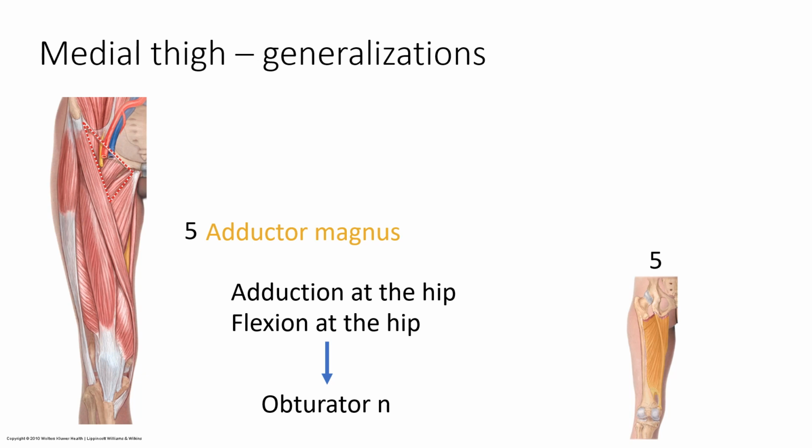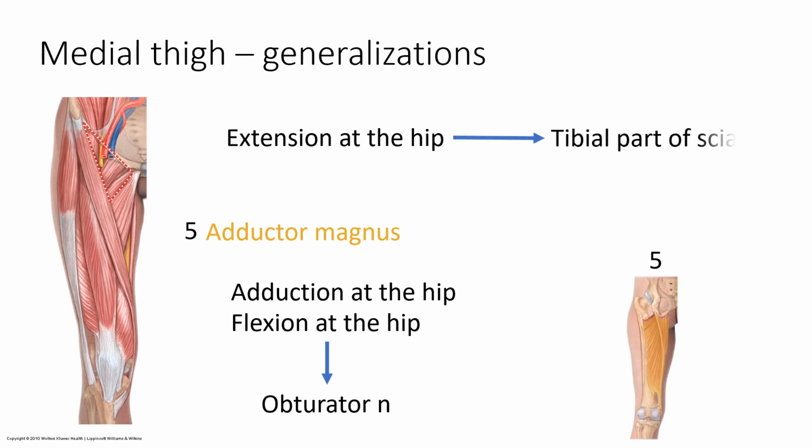Adductor magnus also does extension at the hip, and this portion of the muscle is innervated by the tibial part of the sciatic nerve. And as such, this muscle is also one of those transition muscles between the medial thigh compartment and the posterior thigh compartment.